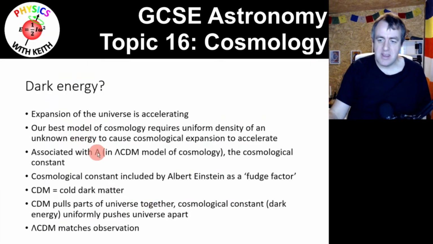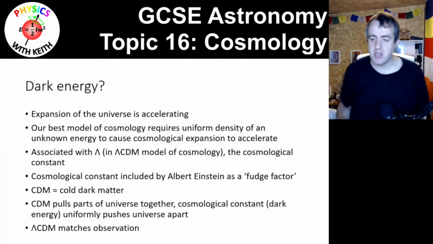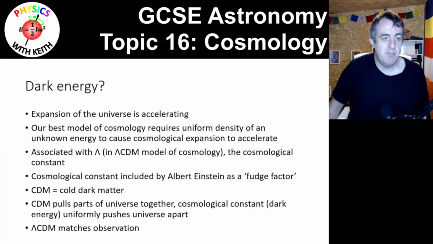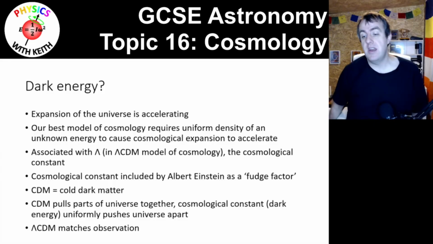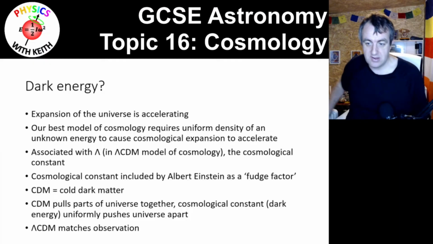Lambda CDM. So here is the Greek letter lambda, and Albert Einstein used it as the cosmological constant. The cosmological constant gives you some indication of dark energy. It's just how much dark energy there is in the universe. Einstein initially said it was a blunder to include the cosmological constant. He was quite embarrassed about it, but it's a good job he did, because it fixes the cold dark matter cosmology of the universe.